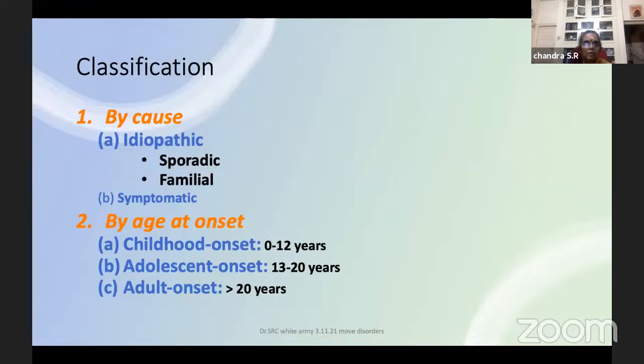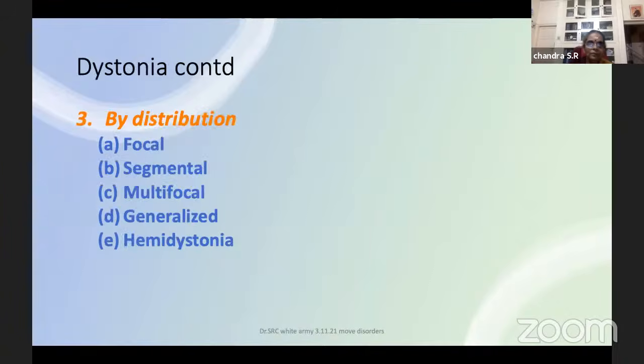trauma, like that. And by age of onset, it is classified into childhood onset, that is below 12 years, adolescent onset, that is below 20 years, and adult onset, it is more than 20 years. So it can be classified by cause as idiopathic or symptomatic, by age of onset as childhood onset, adolescent onset, or adult onset, and by distribution: focal, when only one joint is involved, segmental, when more than one joint is involved, multifocal, when non-contiguous multiple joints are involved, generalized, when the trunk is involved, and hemidystonia, when it is in a hemiplegic pattern.